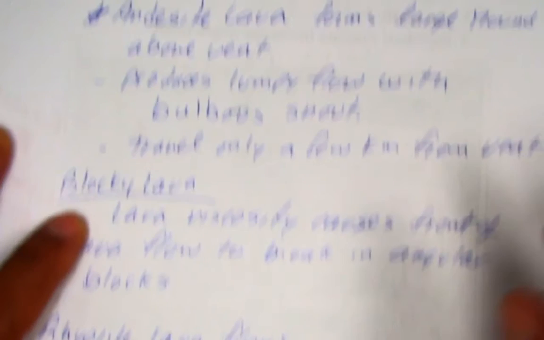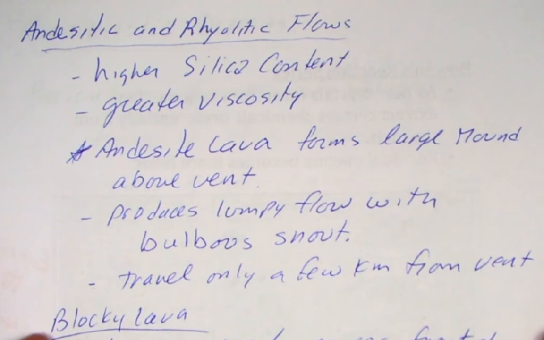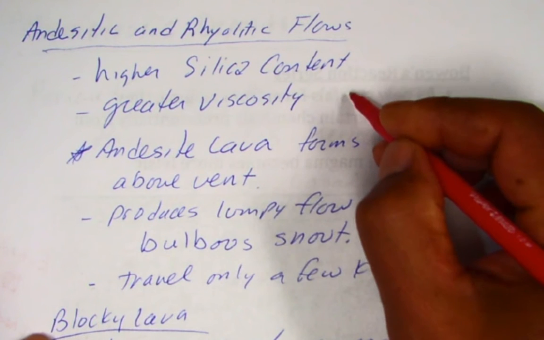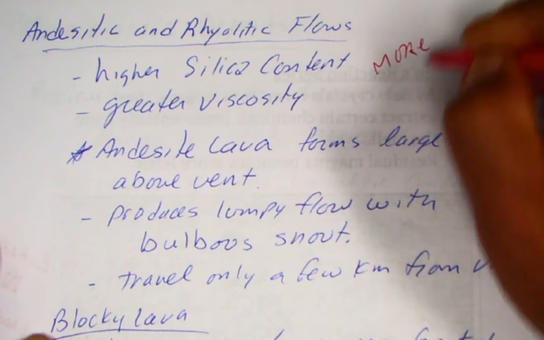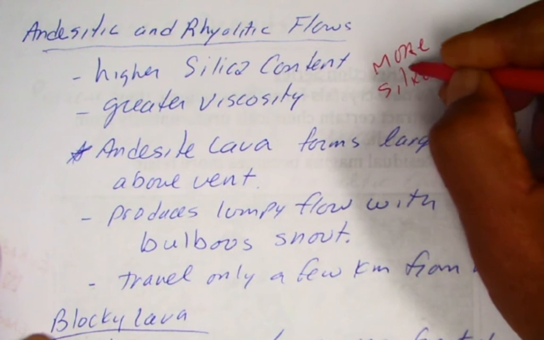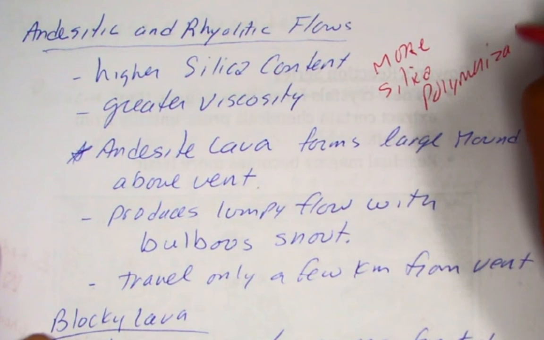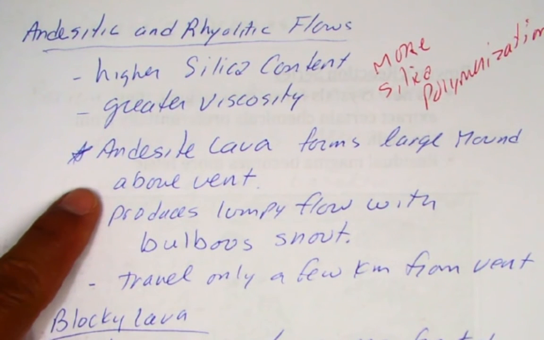eruption there. And so now what's going on with the andesitic and rhyolite flow? They're going to be a little bit higher in silica content, greater viscosity, right? They're going to have more of that silica polymerization, right? More silica polymerization.